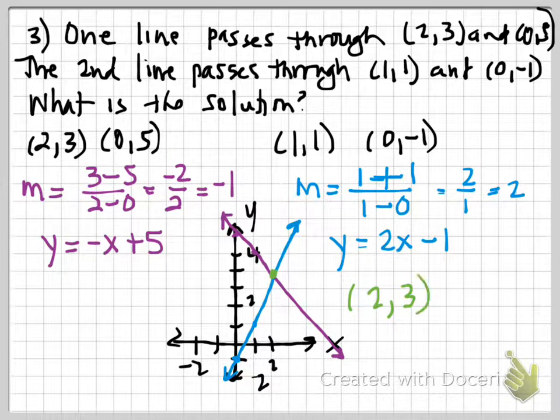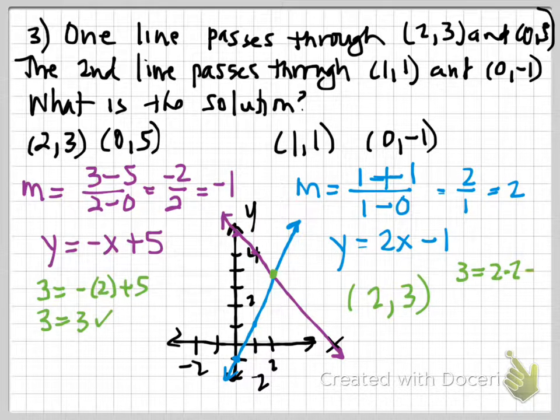would be the solution. Now I can always check my solution by plugging it back into both equations to see if it makes it true. So is 3 equal to the negative of 2 plus 5? And I get 3 equals 3, so it works for that one. Over here, does 3 equal 2 times 2 minus 1? So is 3 equal to 4 minus 1? And yes, it is. So that verifies that this is the correct answer. All right, good luck.